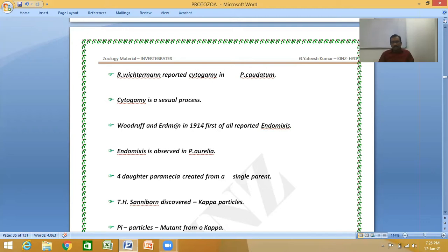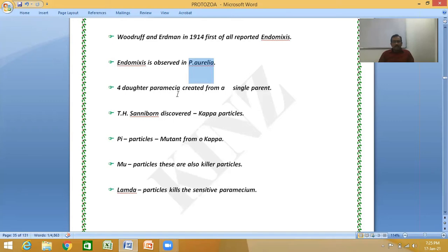Woodruff and Erdmann in 1914 first reported endomixis. Endomixis is observed in Paramecium aurelia. In endomixis, four daughter paramecia are created from a single parent. Sonneborn discovered kappa particles. Pi particles are mutants of kappa.